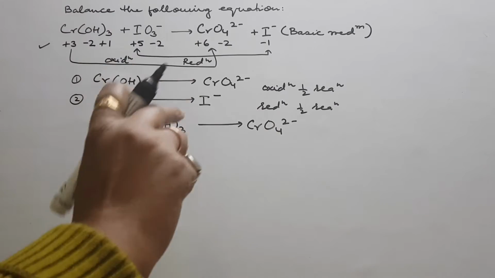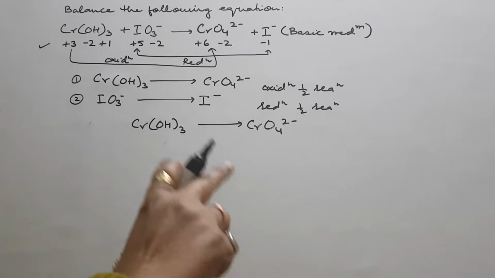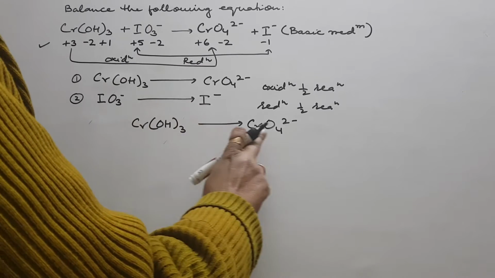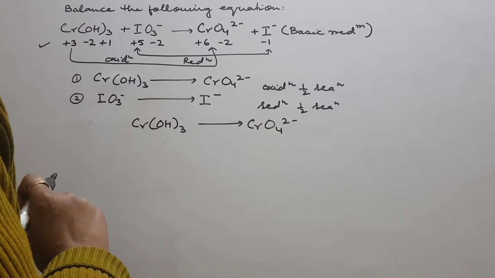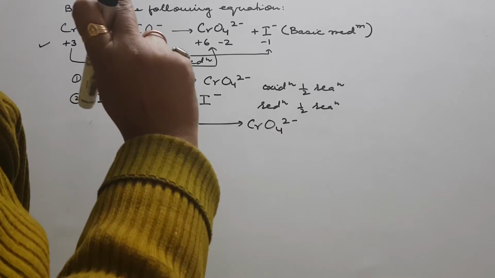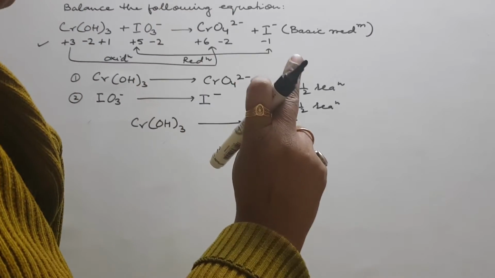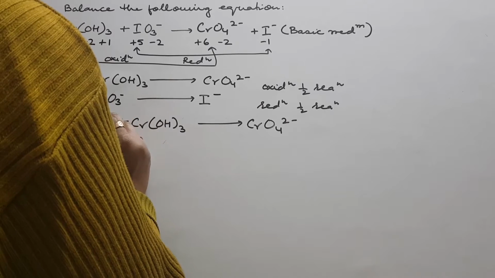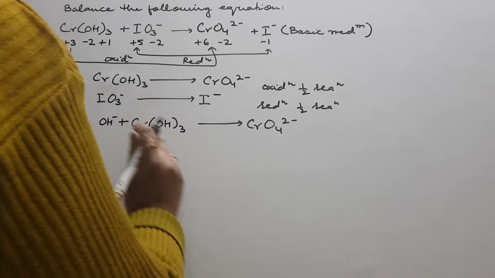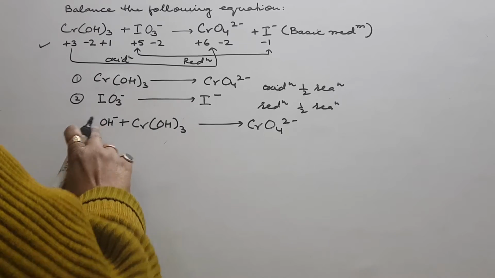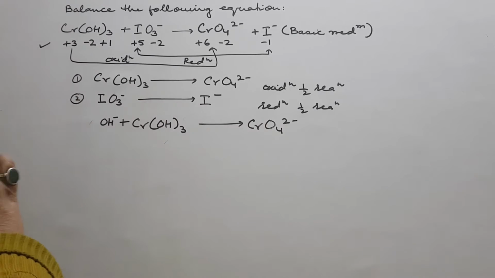So out of H and O, we know again that we should first balance O. Here I have O3 and there I have O4. This means this side is deficient in O. So for balancing of O in basic medium, the rule says add the same number of OH minus ions. So I will take one OH minus ion so that now O becomes 4 on both the sides. So now O is 4 on both the sides.